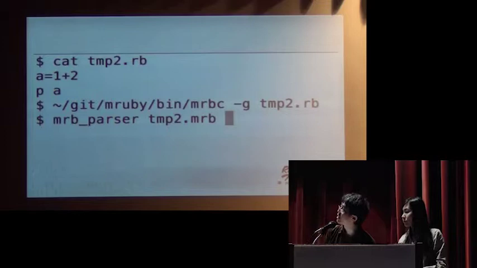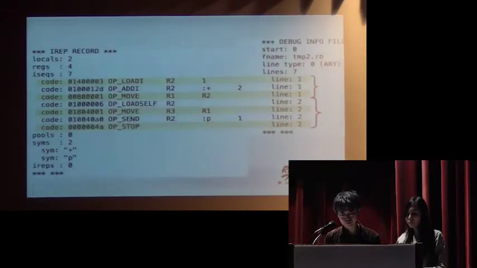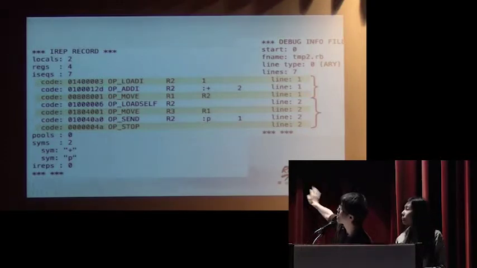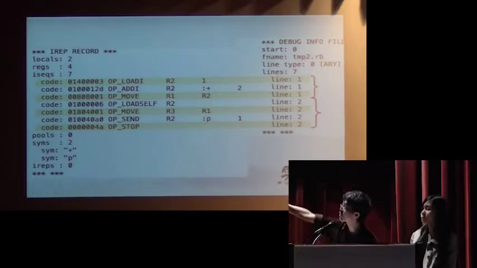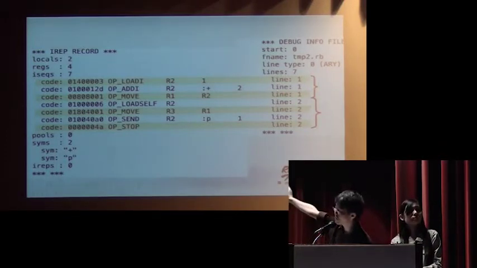For example, tmp2.rb is a simple two-line Ruby script: a equals 1 plus 2, and p a. You can generate the bytecode of this script with the mruby command like this. This is the output of mruby parser. The left is the IREP section and the right is the debug section. Code in the IREP record maps to line numbers in debug info.